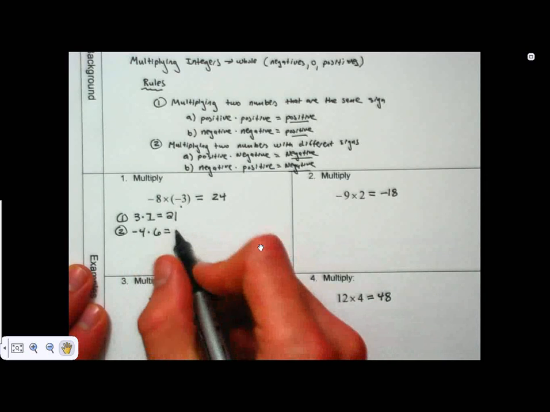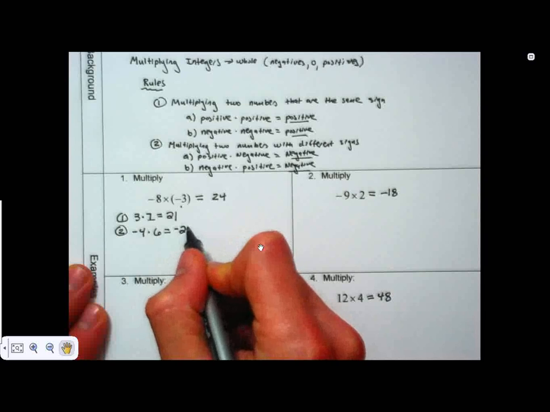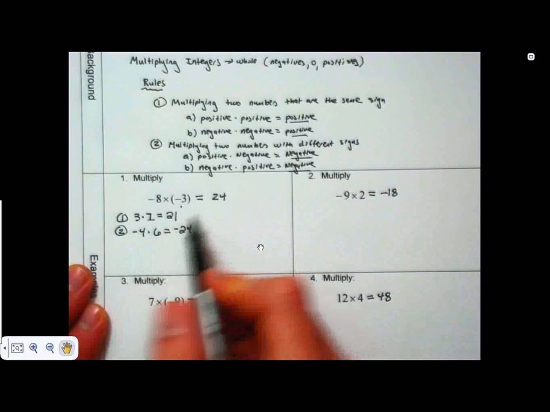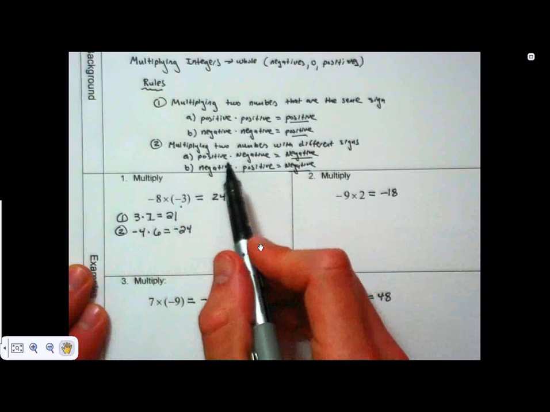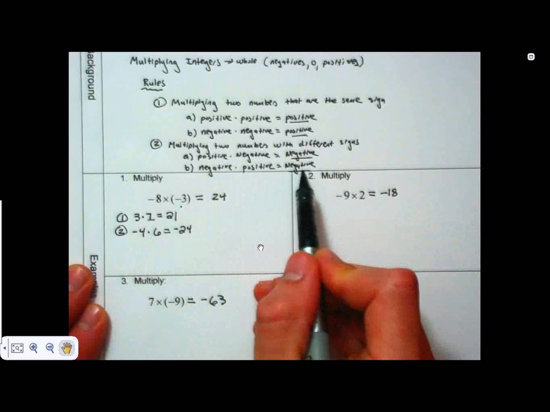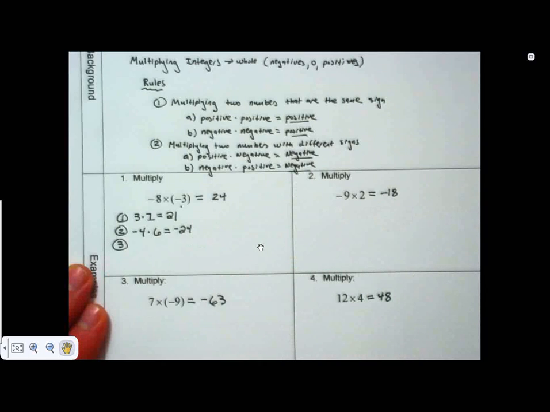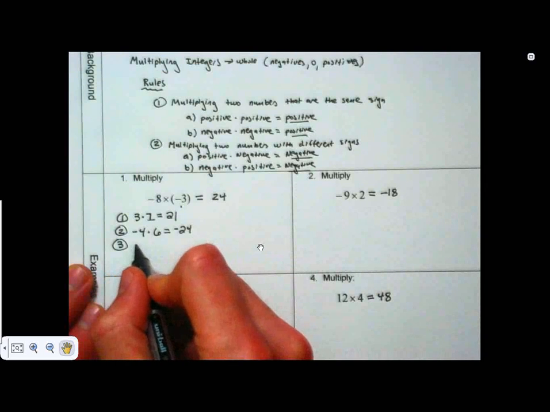Okay, in this one you should have gotten an answer of negative 24. The first number is negative, the second number is positive. That falls in rule number 2. And so my answer should be negative. Okay, number 3.